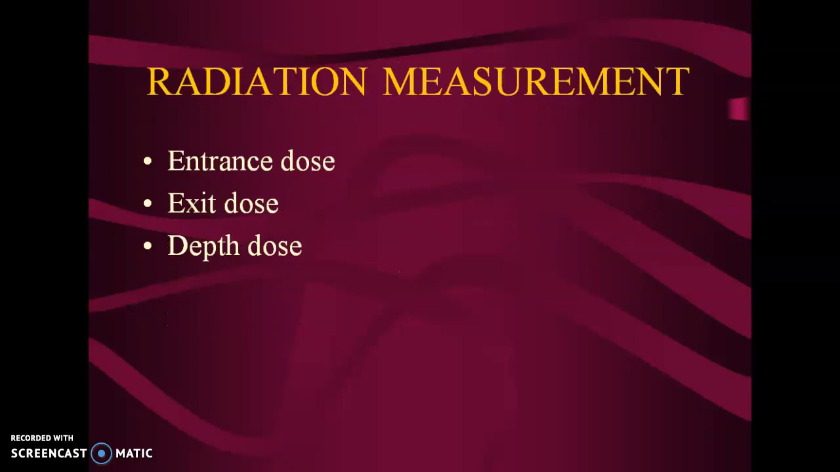Some radiation measurement considerations: you can measure an entrance dose, an exit dose, and a depth dose. Traditionally, a depth dose is just an estimation. They look at the amount of radiation that went in, they look at the amount of radiation that came out the opposite side, and then they would do an estimation of the depth. We can actually do a depth dose by putting a sensor in the patient's mouth and a sensor on one cheek and the other. So it really just depends on the type of X-ray that you're looking at.